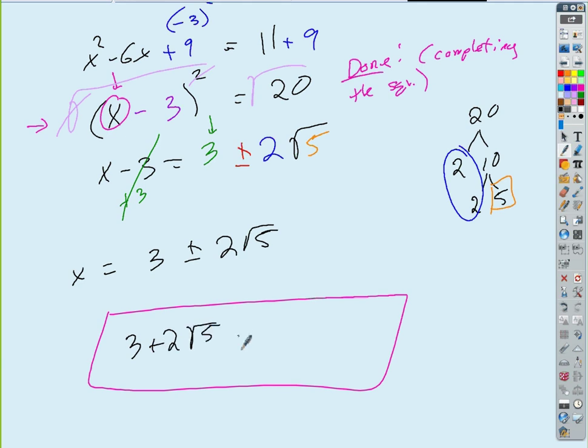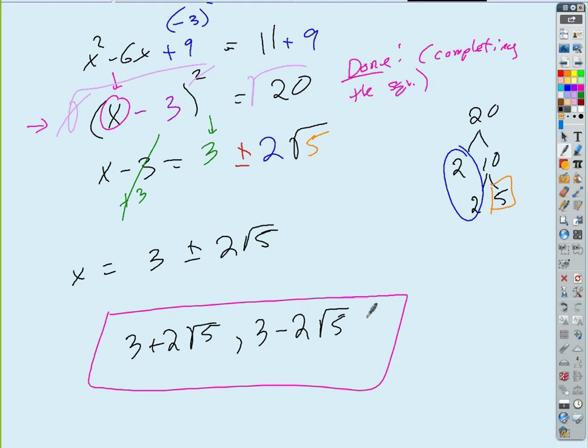3 plus 2 radical 5, comma, 3 minus 2 radical 5. Okay? So did we square x minus 3 squared? I mean, not squared, did we, what's that called again? Square root? Yes, that's what we did, to get rid of the square.